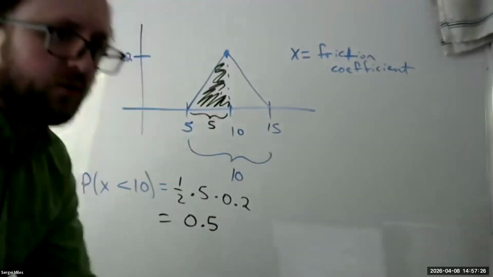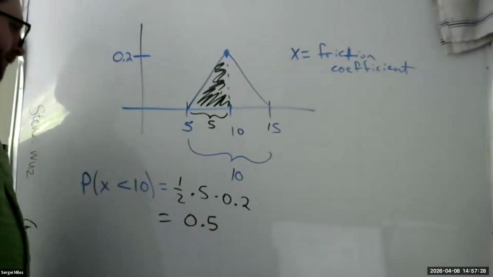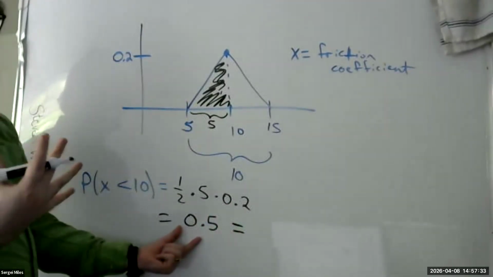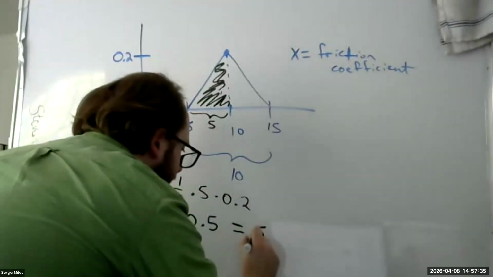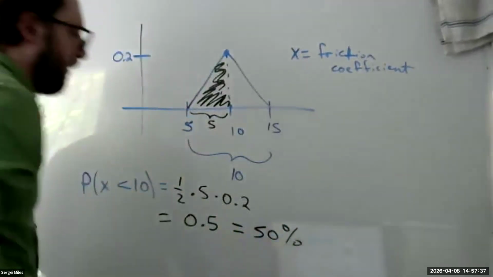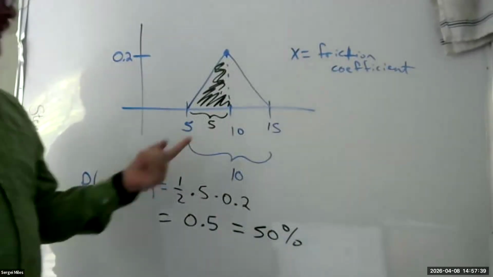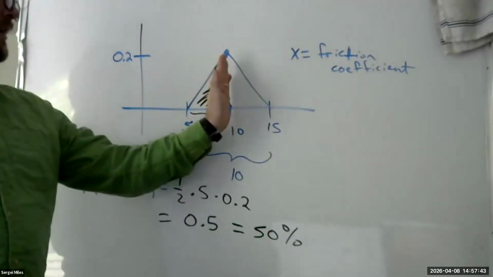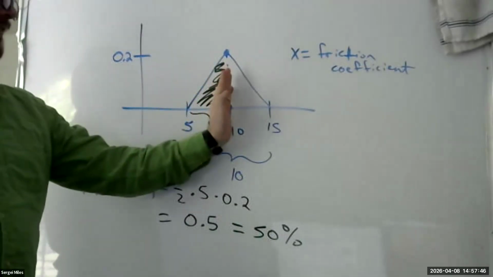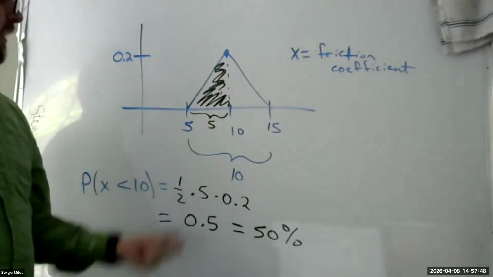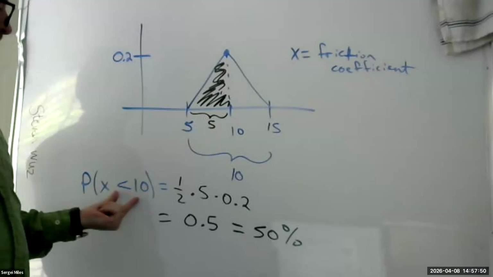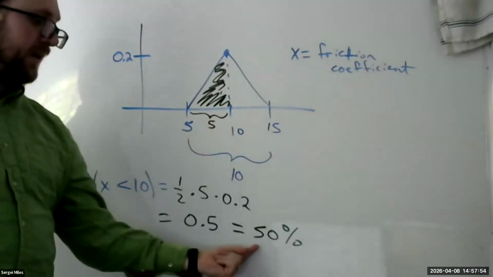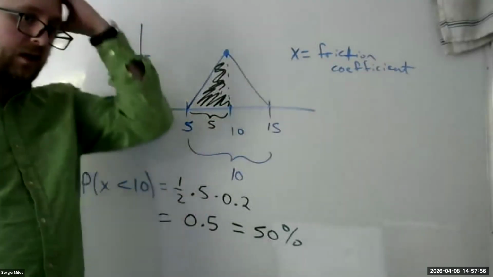Let me move my chair out of the way. 0.5. Or in other words, remember this is a percentage, but it's in a decimal format. 0.5 means 50%. Does that make sense? Well, sure. I just shaded half of the triangle, right? Half of the triangle is between 5 to 10. Half of the triangle is from 10 to 15. And so what is the probability that x is less than 10? That's half of the possible numbers. We get an answer of 50%, all right?